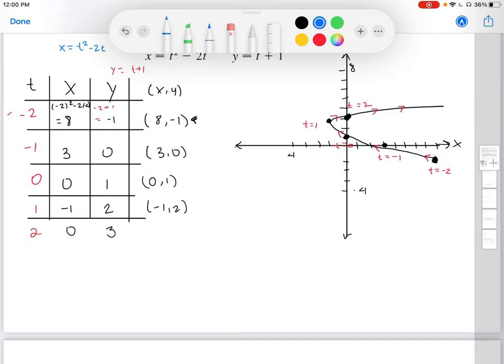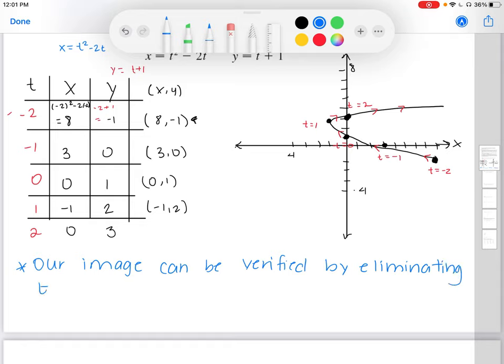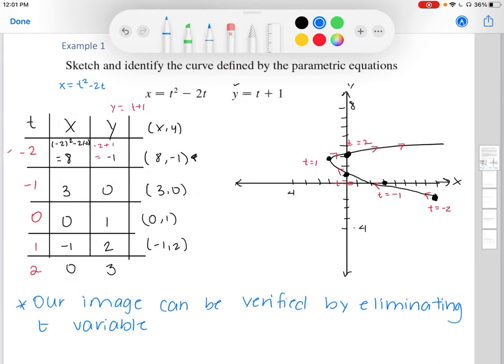Our graph can be verified algebraically by eliminating the t variable. So let's look at our equations. We can solve for t and plug it into x by working from our y equation. We subtract 1: y minus 1 equals t. Let's take this y minus 1 and plug it in for each t, so that we'll have an equation with only x's and y's, no more t's.